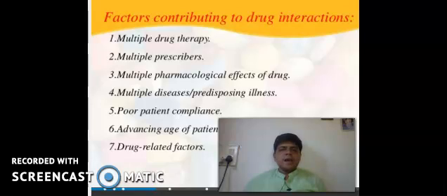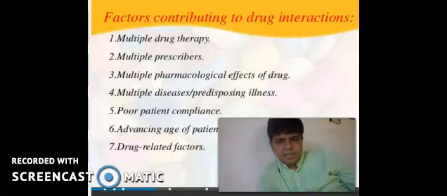Then poor patient compliance. Geriatric and pediatric patients give poor compliance, so that's why drug interaction may cause. Then advancing age of patients, like we have discussed, the geriatric or old age patients. There are a number of cases which happen due to age, where drug interaction may cause.